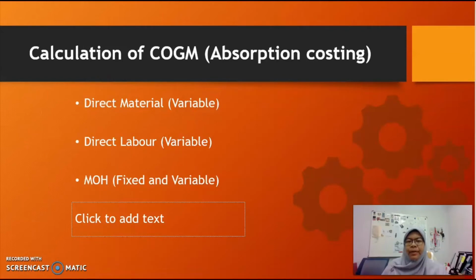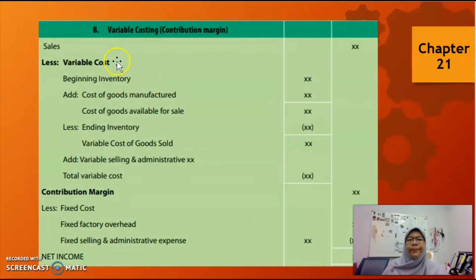Now compare with the format of the statement of profit and loss under variable costing. Under variable costing, of course, we start with sales as usual, but we minus only the total variable cost here. So we separate the variable and the fixed cost. So how to calculate variable cost? First is the beginning inventory if you have, plus the COGM.